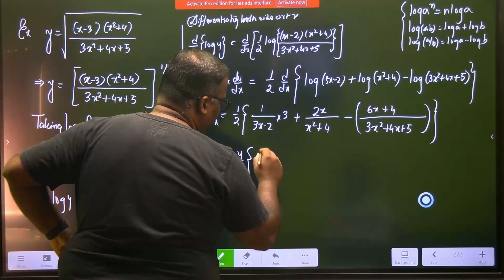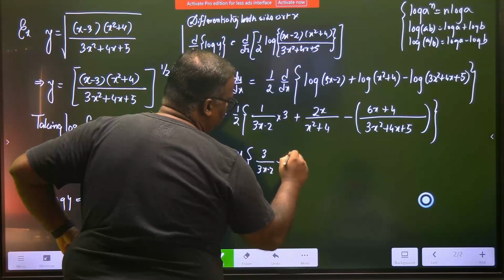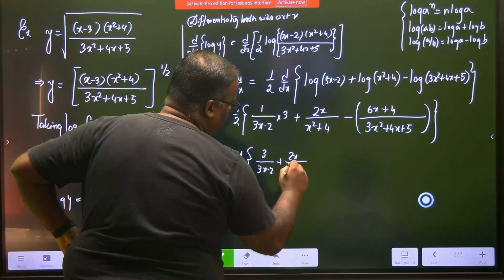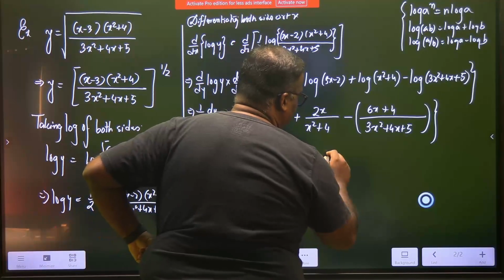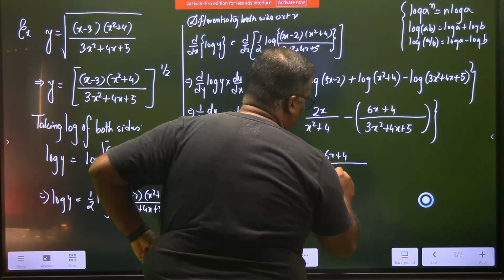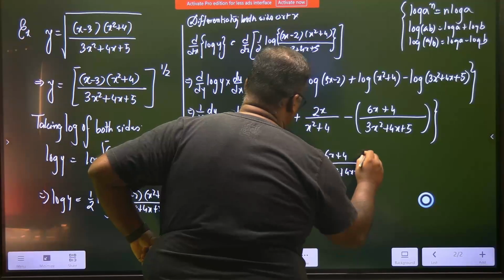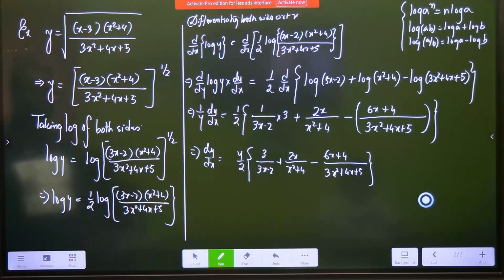Shall we clean it up a bit? 3 by 3x minus 2 plus 2x by x square plus 4 minus 6x plus 4. Pretty easy. Now the last step.